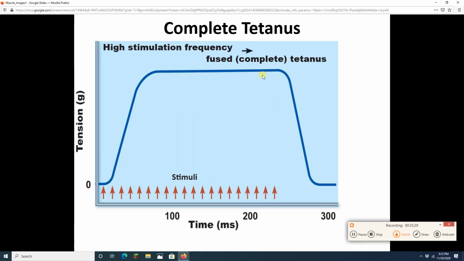Now, if I bring those stimuli closer together, if I'm just releasing acetylcholine, boom, boom, boom, boom, boom, boom, boom, on that muscle fiber, I'm never giving it a chance to relax. I'm getting the tension to go all the way up to tetanus, and it stays there. This is called fused or complete tetanus. Okay? So, if we repeatedly stimulate a muscle fiber, we can get it to generate more tension.